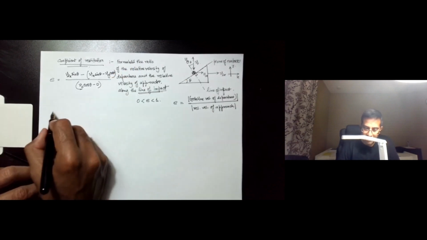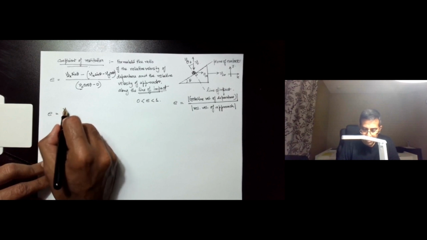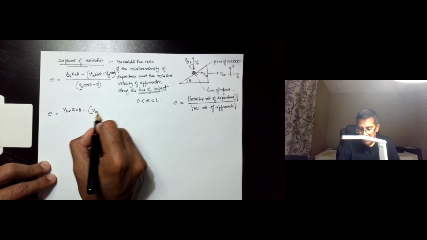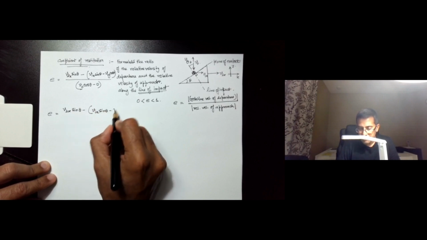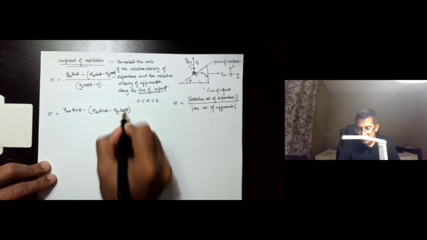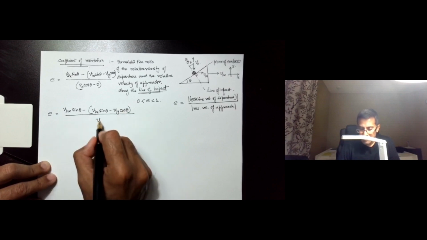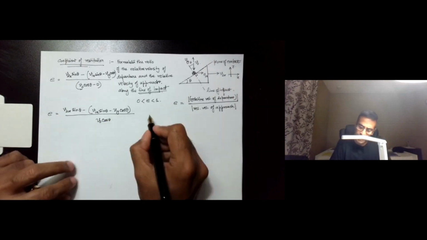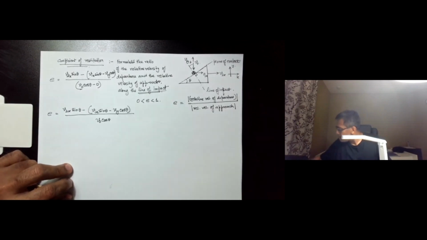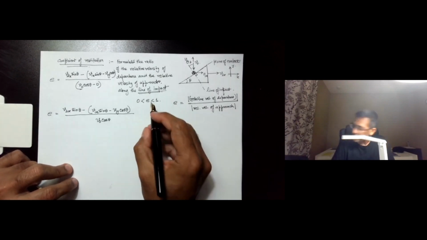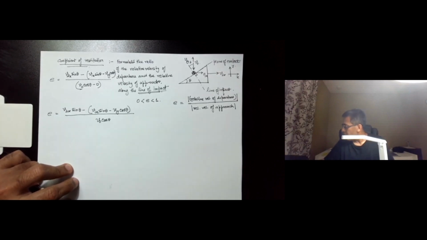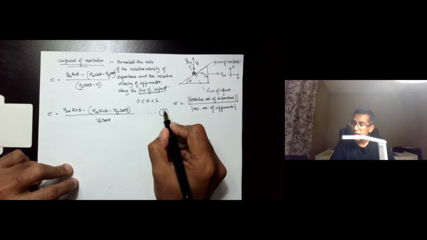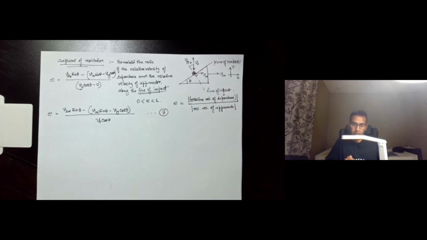Okay, so let me write that expression one more time. E is equal to v2x sine theta minus v1x sine theta minus v1y cosine theta, divided by v0 cosine theta. Our equations have been numbered so far up to equation 6, so this is going to be our equation 7.